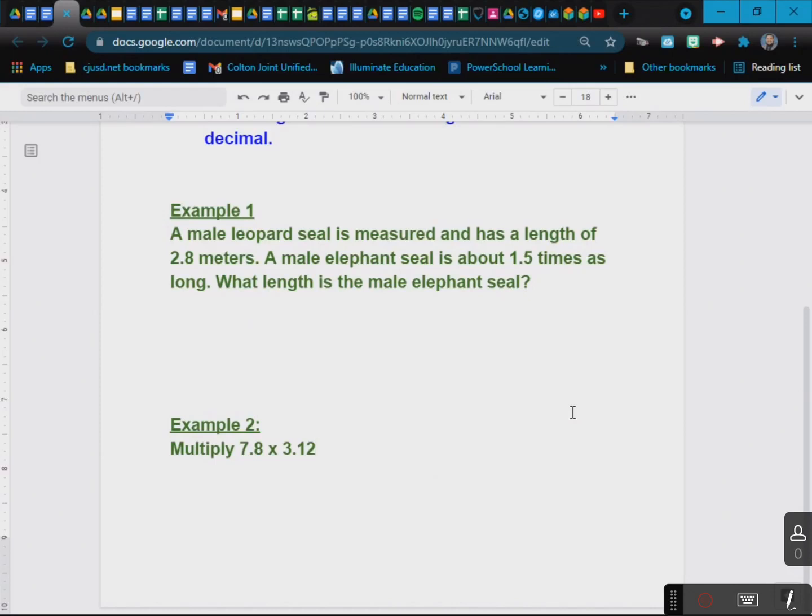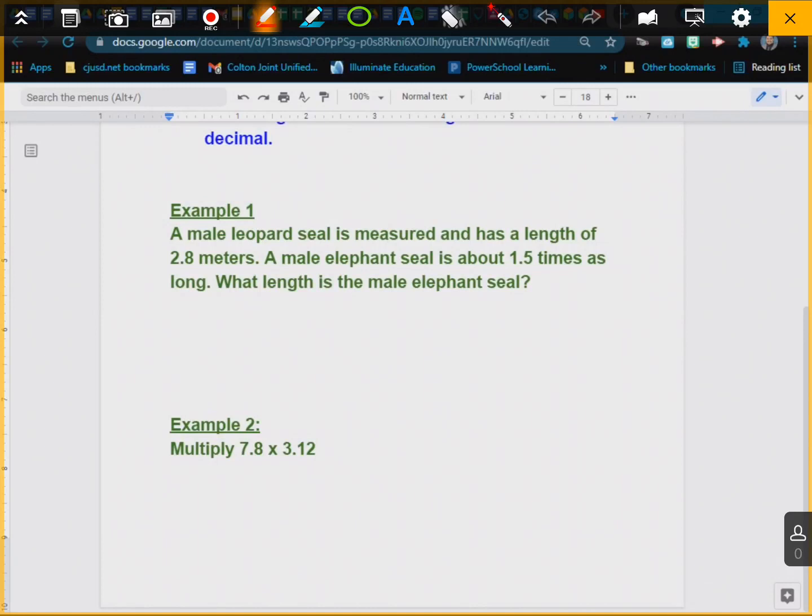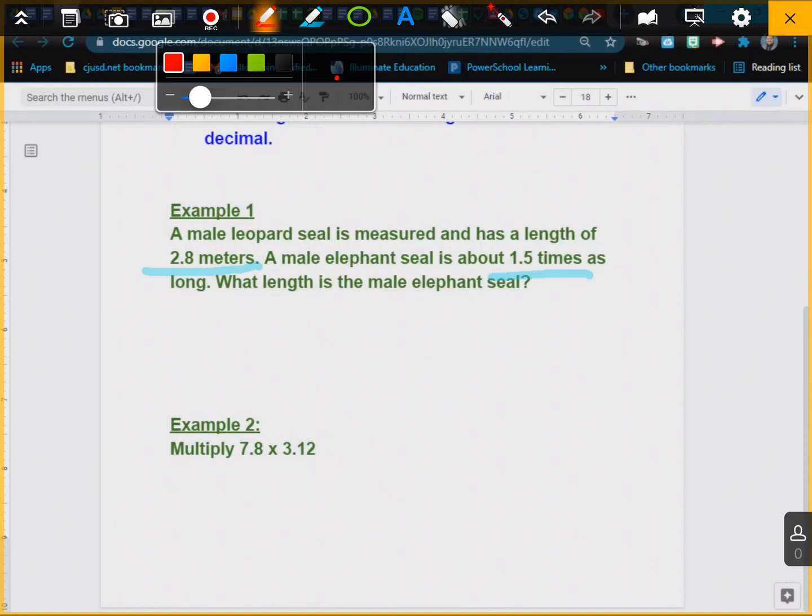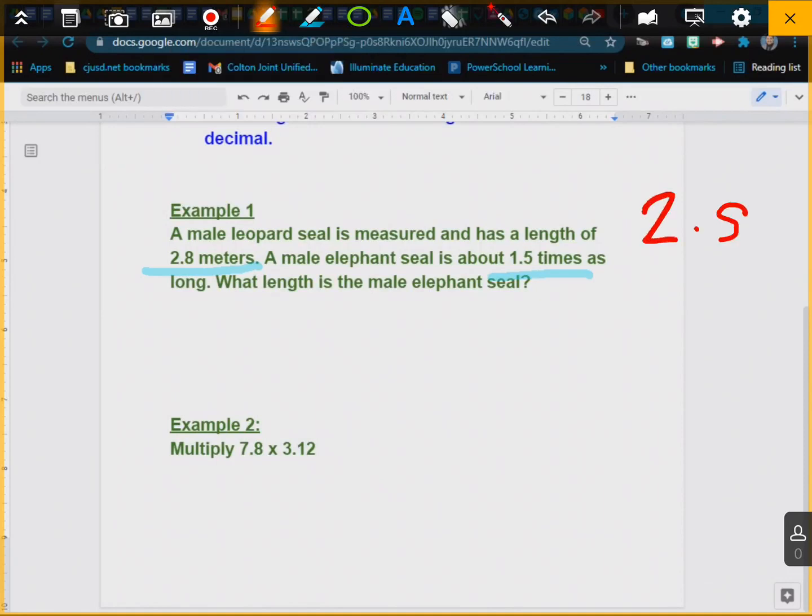So a male leopard seal is measured and has a length of 2.8 meters. I'm going to highlight that. A male elephant seal is about 1.5 times as long. What is the length of the male elephant seal? So we take 2.8 and we're going to multiply it times 1.5.